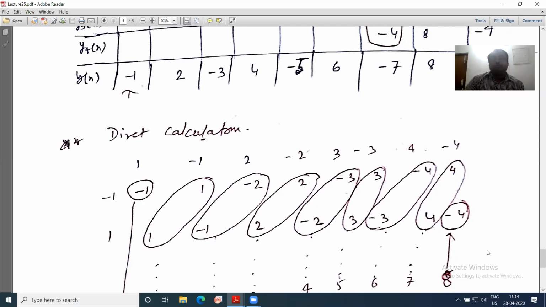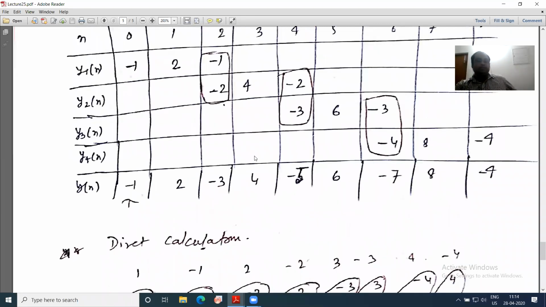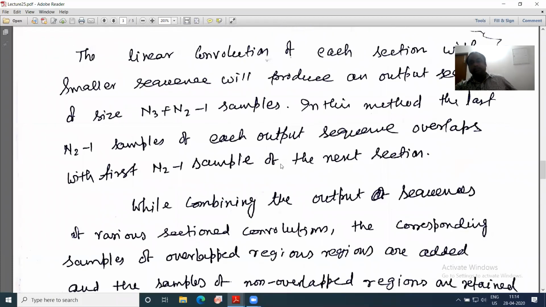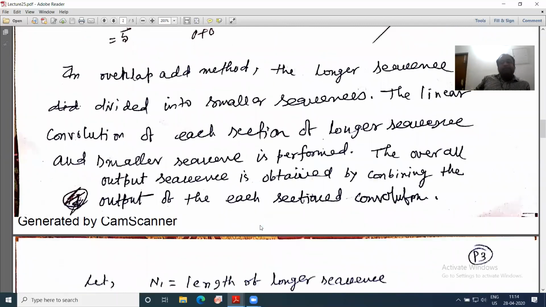Now, I think I have explained the entire theory over here. The question is, why have I written such theory? Because there are two types of question. One is, suppose a longer sequence is given, and you are asked to compute the convolution using the overlap add method. That could be a question. Several times this has also come as a short note: write a short note on the overlap add method.